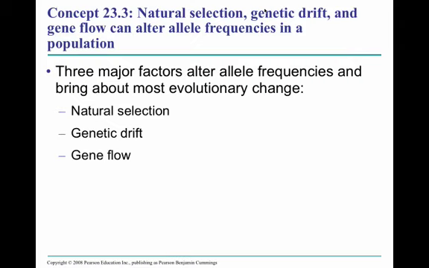Okay, so from the part about Hardy-Weinberg equilibrium, and that you needed 5 conditions required for a population to be in this non-evolving state, what we want to look at are the things that we generally do see in the natural world, and these are the things that can alter allele frequencies in a population. So the 3 major factors discussed in your text, these are things that change allelic frequency and bring about most evolutionary change, and these are natural selection, genetic drift, and gene flow.